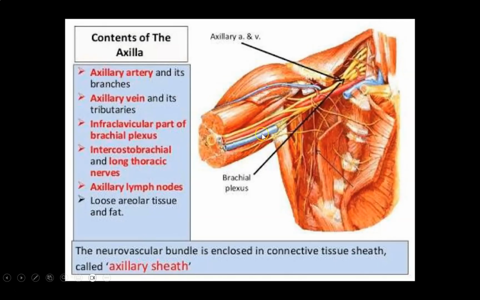Contents of the axilla, of course you know it. It contains the axillary artery and branches, the cephalic vein, artery and vein. It contains the cords of the brachial plexus, which is the infraclavicular part of the brachial plexus: medial, lateral, and posterior cord, and some of the branches arising from the trunk of the brachial plexus, axillary lymph nodes, and loose areolar tissue.